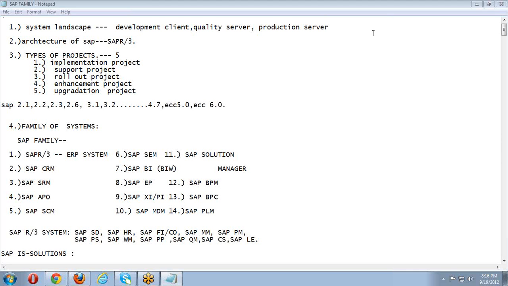So today, as we already discussed, we have 5 types of projects. These are the different types of projects that a consultant would get an opportunity to work on in real time. So the first one would obviously be the implementation project.